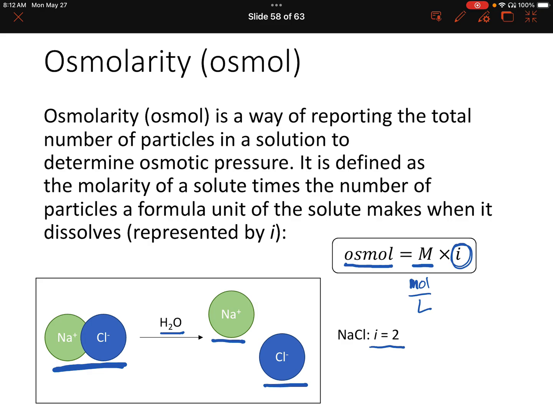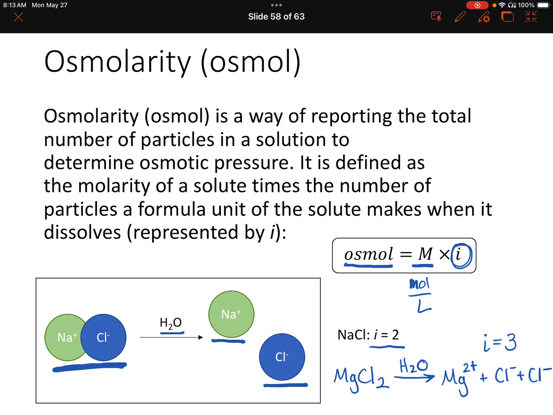Now, what if we had something like magnesium chloride, MgCl2? If this is dissolved in water, we get a magnesium ion and 2 chloride ions. So the value of i for magnesium chloride would be 3. It just depends on how many ions you have per formula unit. And remember, formula unit is how we refer to an ionic compound in its simplest ratio of ions.